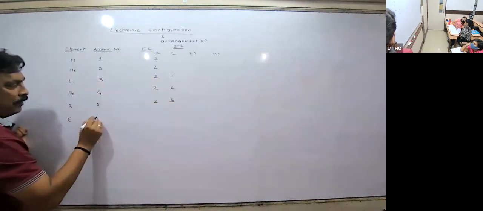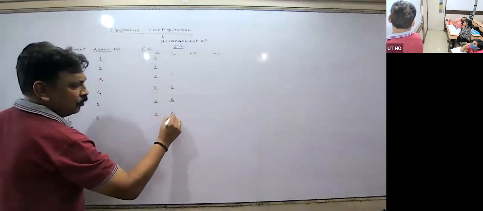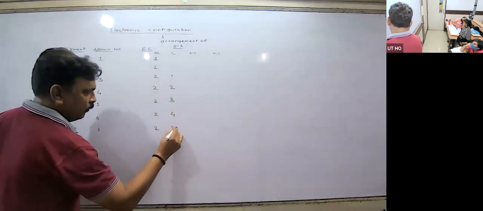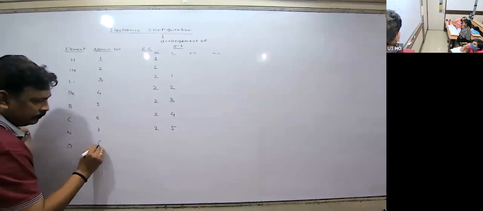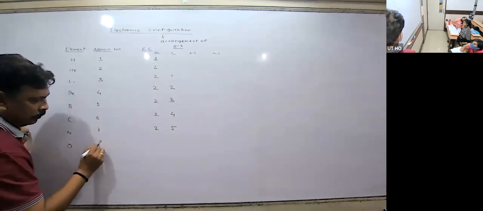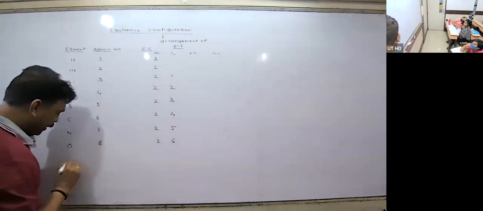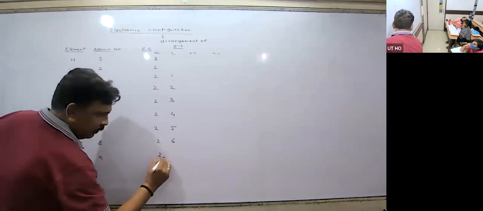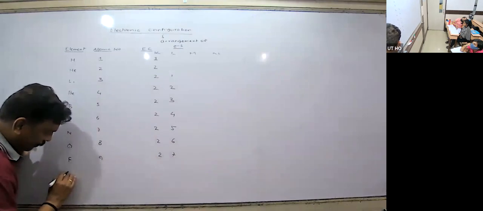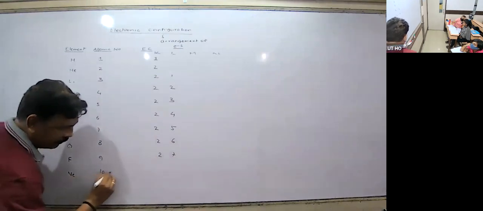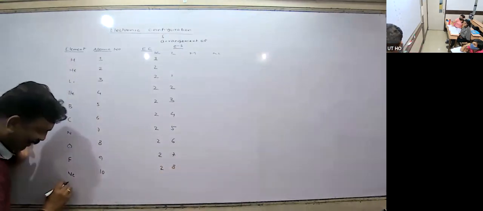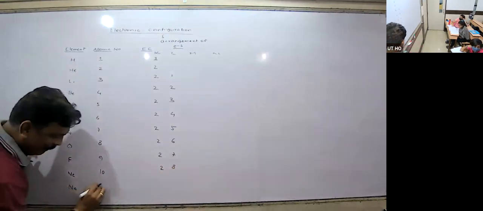Then carbon, 2, 4. Then nitrogen, 2, 5. Then oxygen, 2, 6. Then fluorine, 2, 7. Then neon, 2, 8. Sodium, 2, 8, 1. Maximum 8 in the second shell, and the rest remains.